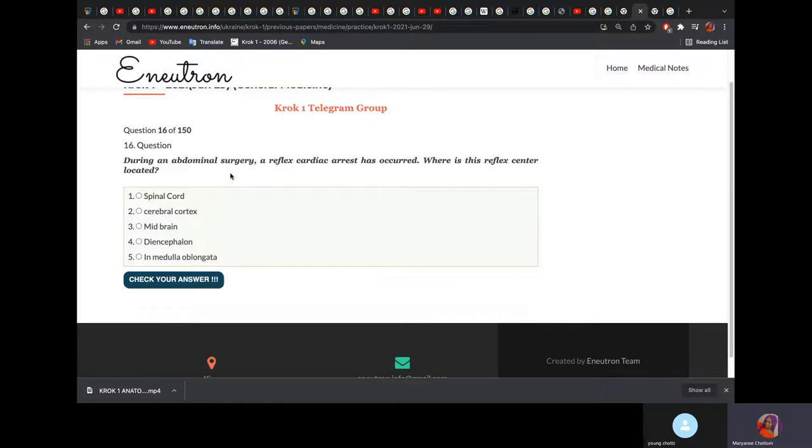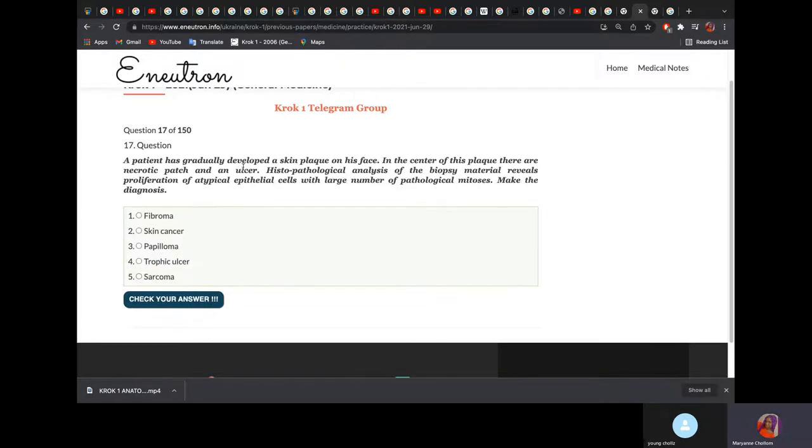During an abdominal surgery, a reflex cardiac arrest occurred. Where is the reflex center located? So cardiac arrest is a decrease of heart rate, which is parasympathetic. And we know that the vagus nerve also innervates the organs of the abdominal cavity. So they irritated the vagus nerve. The vagus nerve, as I told you, cranial nerve 9 to cranial nerve 12 center is the medulla oblongata.